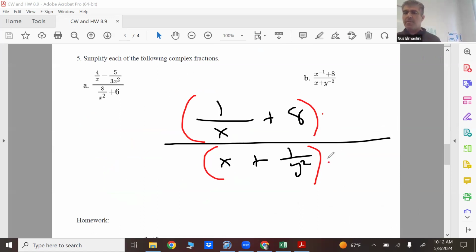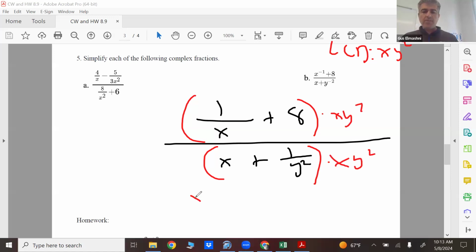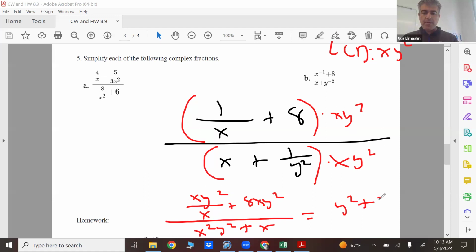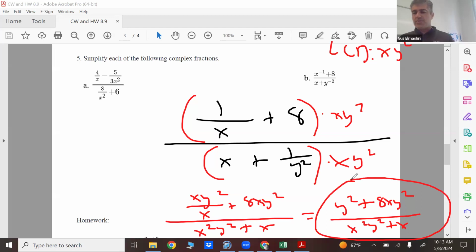So I'll give you guys more details about the test tomorrow. But my LCD here is x y squared, right? Because you have x and a y squared. So you get x y squared over x plus 8x y squared all over x squared y squared plus x. Clean it up. y squared plus 8x y squared over x squared y squared. And you can factor out if you want, but nothing cancels. So yeah, that's the best we can do. So that's just yet another way of writing it.